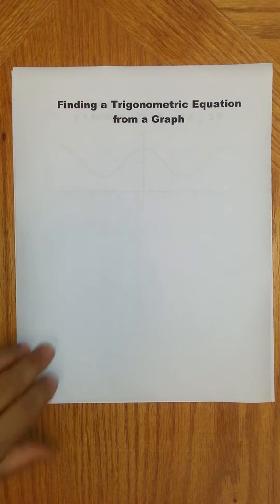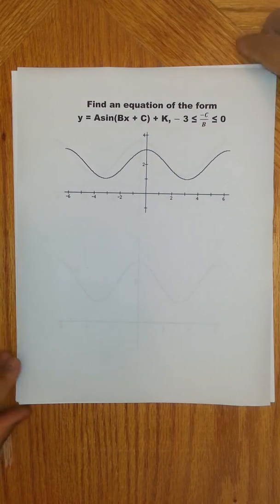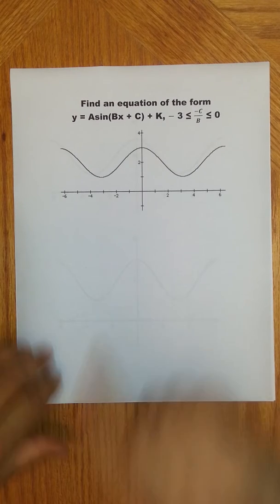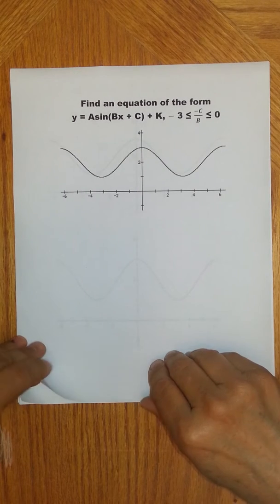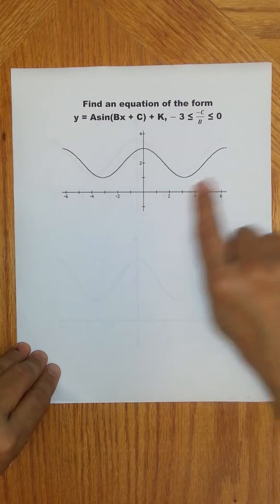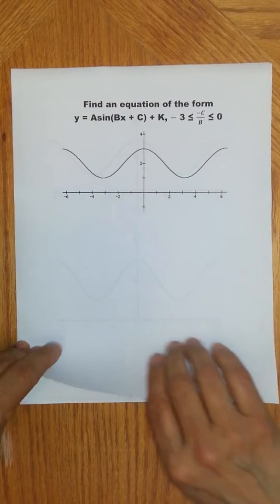Hello. In this video we're going to look at how to find a trigonometric equation from a graph. Now, the question is the following here. Find an equation of the form y equals a sine quantity bx plus c quantity plus k. But I want to make a point that, take a look at this graph carefully. It goes from 1 to 3, right? And it looks like it goes from -6 to +6.